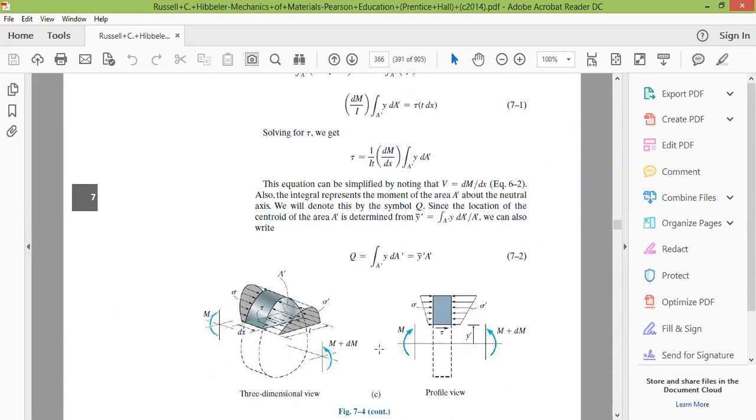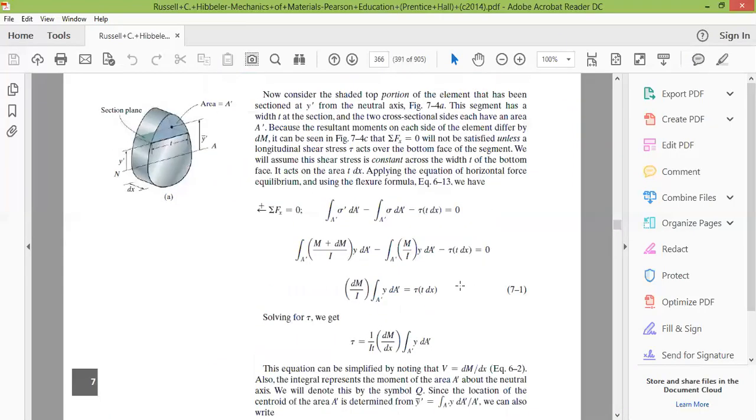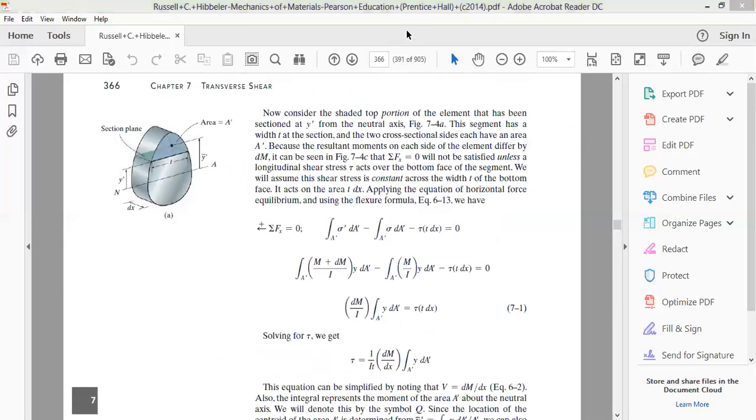Now, as we are talking about this y dA prime, let's understand it the way we have already understood from the concept of centroid from engineering mechanics. We have the small area. Let's suppose the centroid of this small area, whose area is A prime, is somewhere, and the y coordinate of that centroid is, say for example, y prime bar.